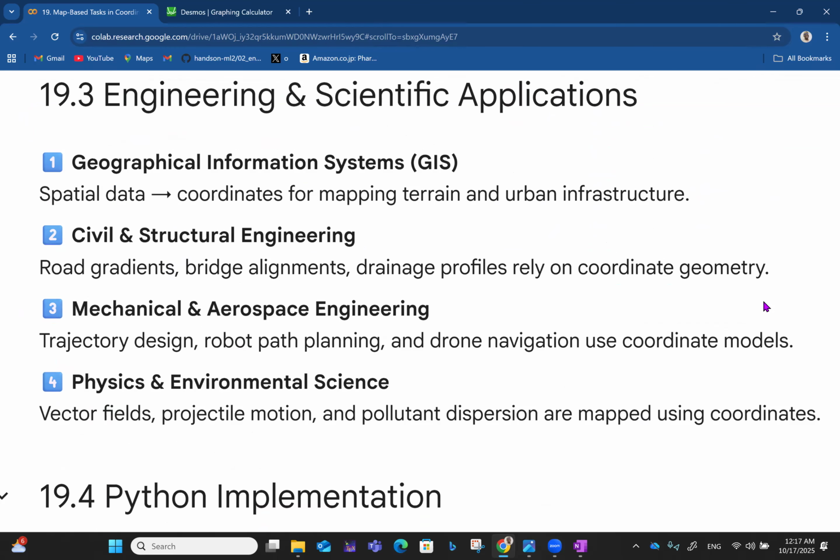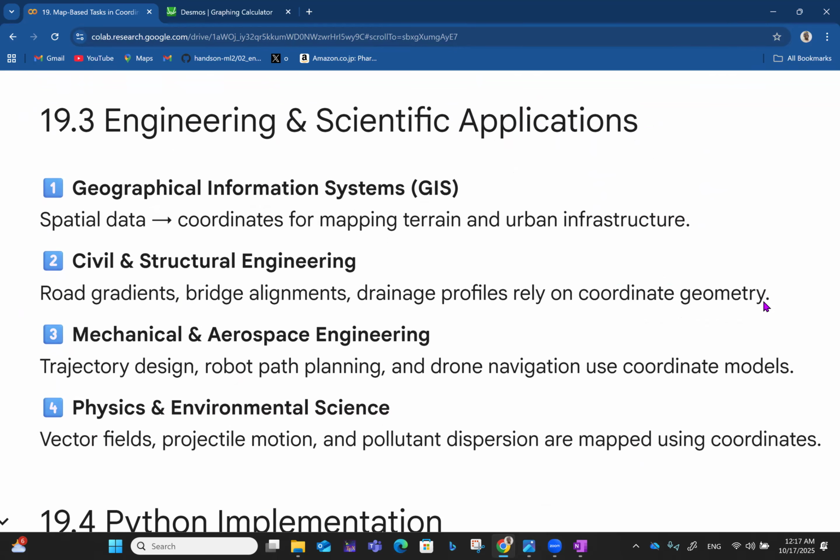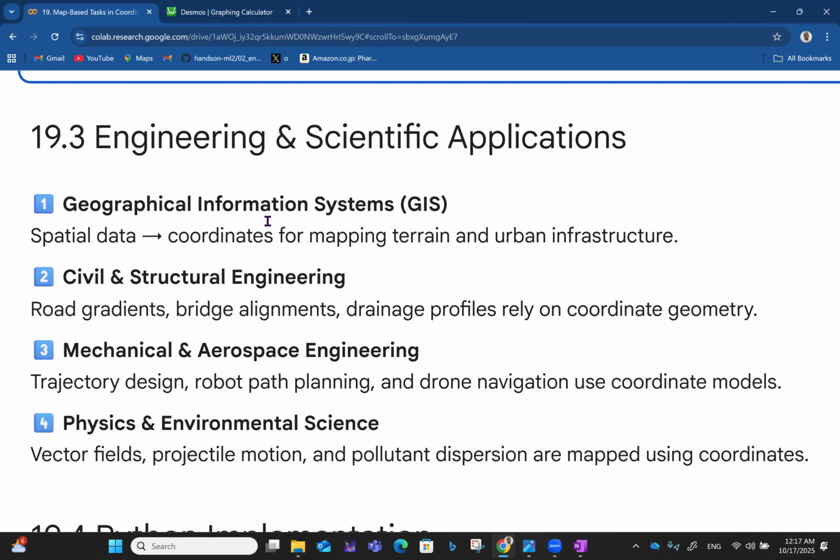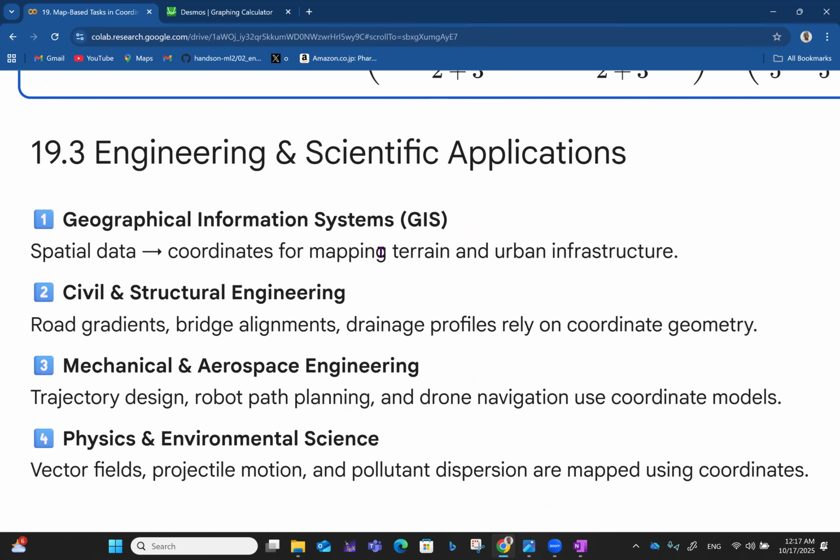So let's look at engineering and scientific applications of map-based tasking, coordinate geometry. Of course, we've talked a lot about things relating to geography, maps, GPS, and all the rest of them. So geographical information systems, GIS. For spatial data, you have coordinates for mapping terrain and urban infrastructure. You have civil and structural engineering: road gradients, bridge alignment, drainage profiles rely on coordinate geometry. Then you have mechanical and aerospace engineering. You have trajectory design, robots path planning, and drone navigation using coordinate models.